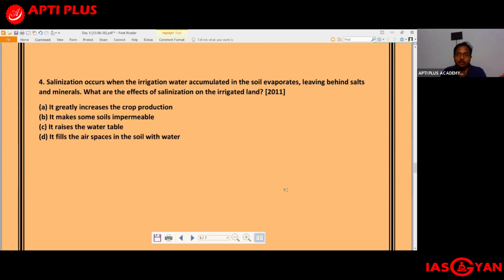Number one, it greatly increases the crop production. Number two, it makes some soils impermeable. Number three, it raises the water table. And number four, it fills the air spaces in the soil with water. So, effects of salinization on the irrigated land: it makes some soils impermeable.